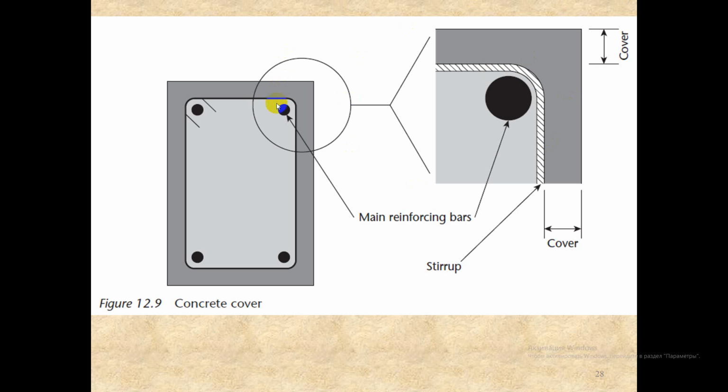Concrete cover is required for three main reasons. First, to ensure the reinforcement is not affected by the deleterious materials from the environment. Second, to ensure the encased reinforcement is fully bonded. And third, to provide resistance to fire.